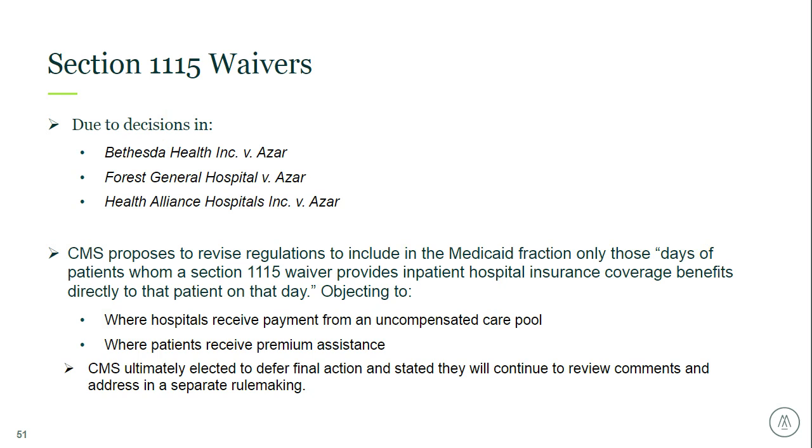So the important thing here is to just keep an eye on what's going on in your state in terms of expansion waivers. They're all over the country. They're all different, and programs are set up differently. And the takeaway is to make sure you understand the program and you're at least preserving your right to claim the days you think you're entitled to in the DSH calculation.